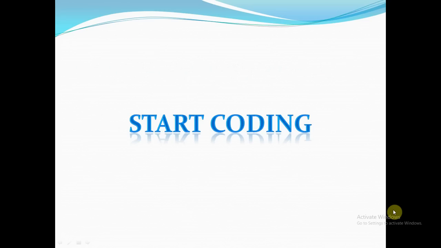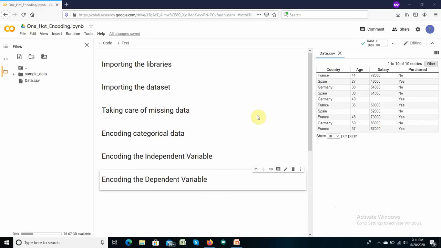Let's start coding. I have already uploaded the dataset. The dataset consists of 4 columns named country, age, salary, purchased. The features country, age, salary are independent variables, and the feature purchased is the dependent variable.